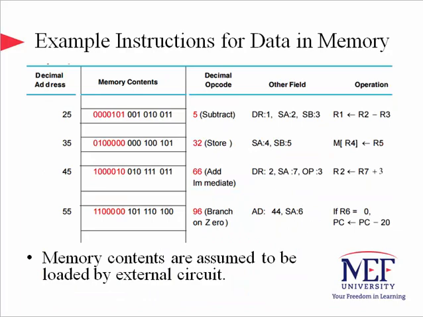Let us give an example and assume that instruction memory contents are loaded by an external circuit. As you can see, using the table in the previous slide, you can realize that the first instruction word makes R3 subtracted from R2 and writes the result in R1. Then the program counter jumps to 35, from 25. 25 was the original program counter's value, and then it jumps to 35, and the instruction at address 35 is executed next. According to this instruction, the contents of register 5 is transferred to data memory addressed by the contents of register 4. You can also walk through the rest of the instructions to see how they are executed by the processor.